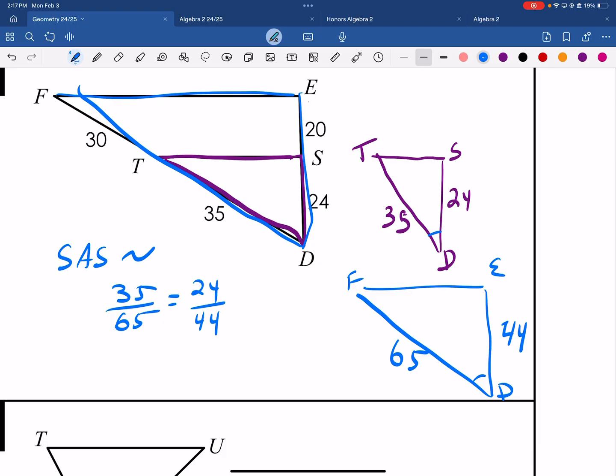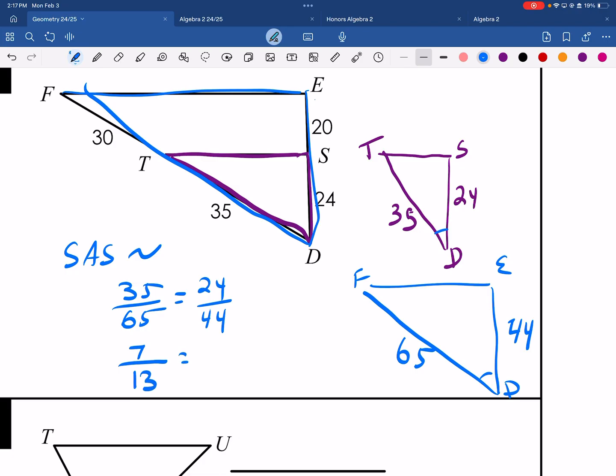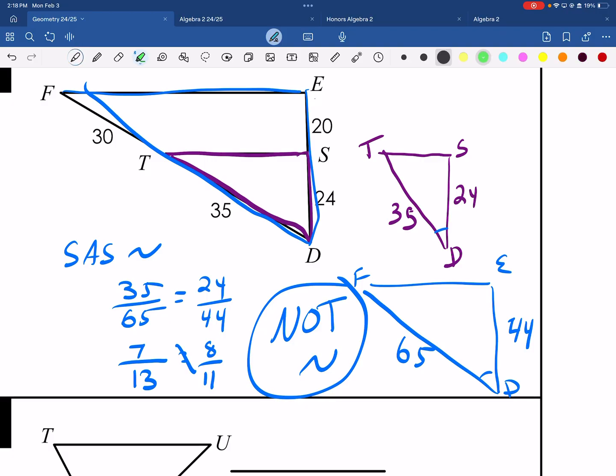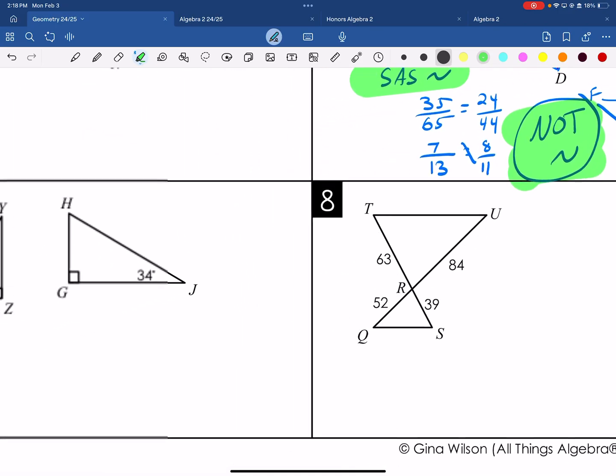35 and 65 are both divisible by 5. I think that gives us 7/13. 44 and 24, 8/11. They're not the same. Therefore, they're not similar. We can try it. It's not always going to work. You have to check out the proportionality and make sure the proportions work.